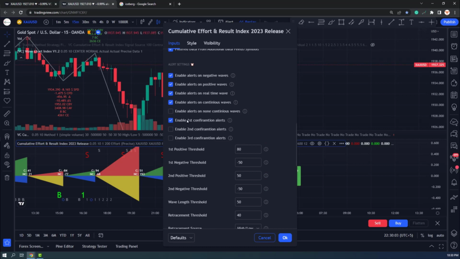So I believe the first confirmation is clear to you now. As I mentioned, these two thresholds always belong to the real time and the first confirmation. Now let's come to the second confirmation.